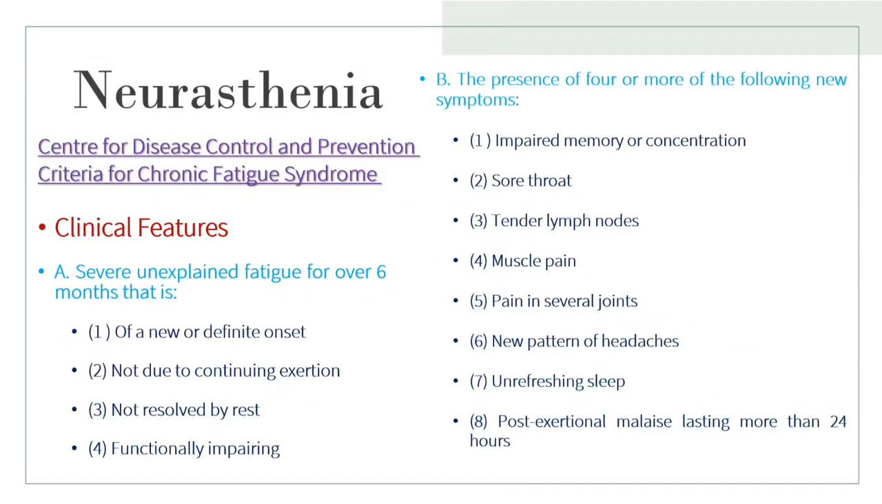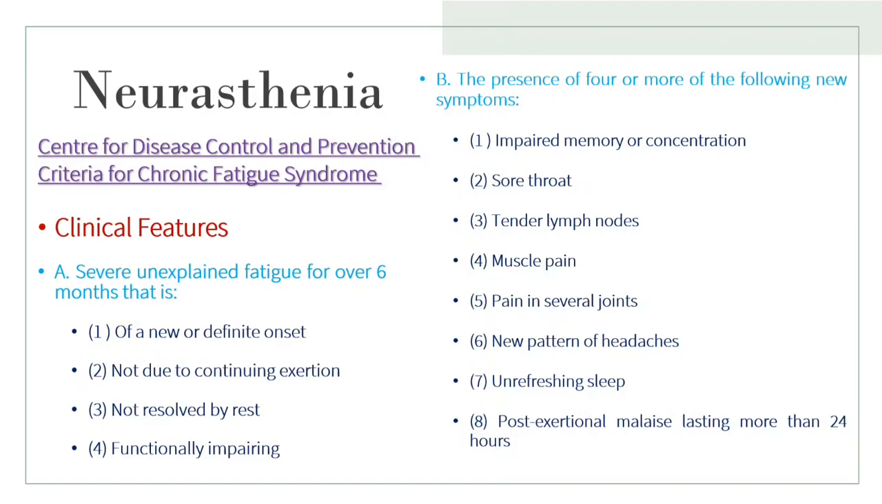Now coming to the diagnostic criteria, there are two sets. One is from the Center for Disease Control and Prevention. The clinical features are severe unexplained fatigue over 6 months, that is of a new or definite onset, not due to continuing exertion, not resolved by rest, and functionally impairing. These are the main criteria.